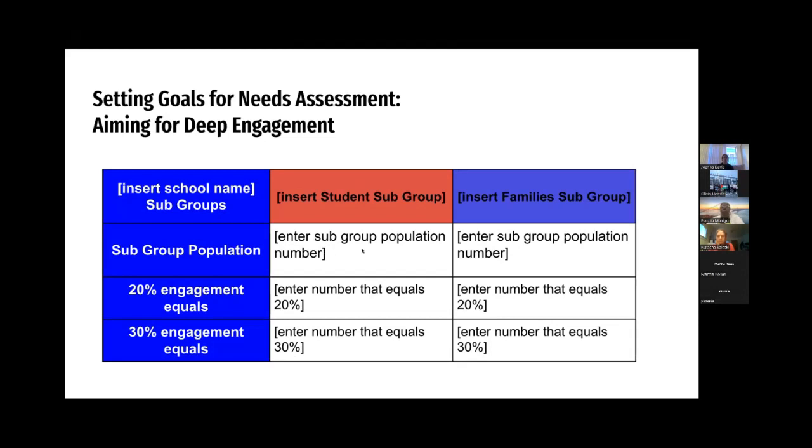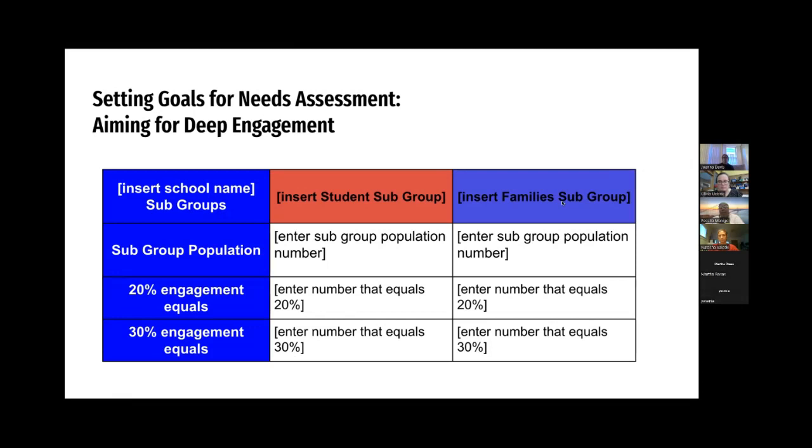So for example, you might say, hey, we have a lot of English language learners at our school. That would be your student subgroup. And you may say, hey, we have 100 students, and we really want to make sure that we get to 20%. That would be at least 20, right? Or if you want to get to 30, that would be at least 30. And you would make sure that as you're doing your needs assessment, you really hit those 20 students in that subgroup. Same thing with family subgroup.